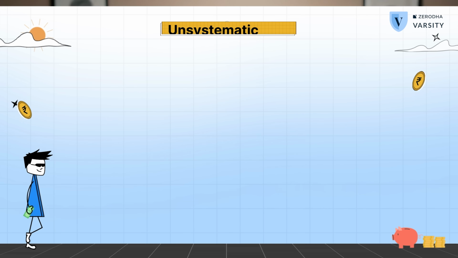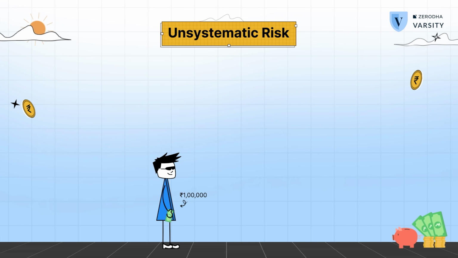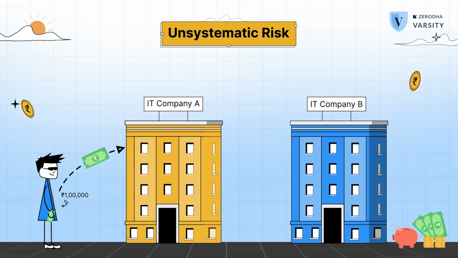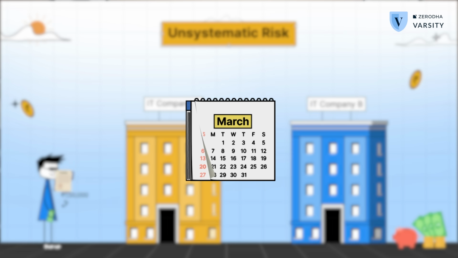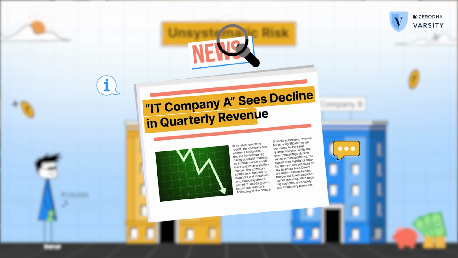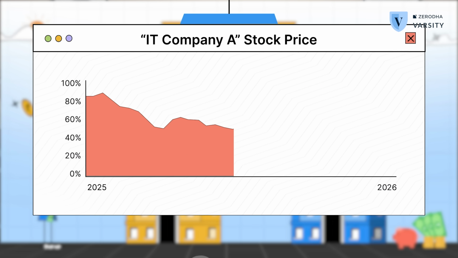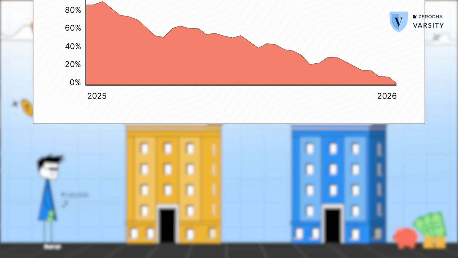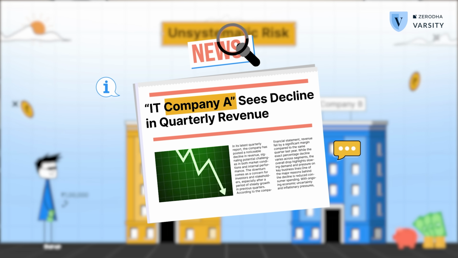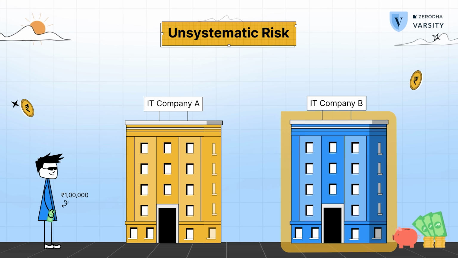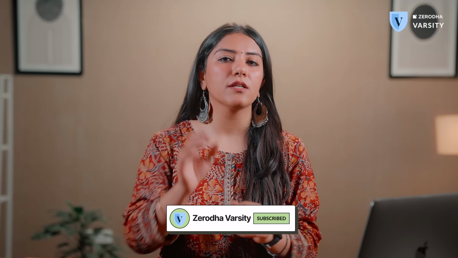For example, imagine you have an investable capital of 1 lakh and you decide to invest the entire amount in an IT company's stock. A few months later, the company announced that its revenues have declined. Naturally, the stock price will fall and you will lose money. However, this news will not impact the stock price of the company's competitors. Similarly, if the company's management is found guilty of misconduct, only that company's stock will fall and not its peers. These risks do not spread across the market. They stay confined to one company. That is exactly what unsystematic risk means.